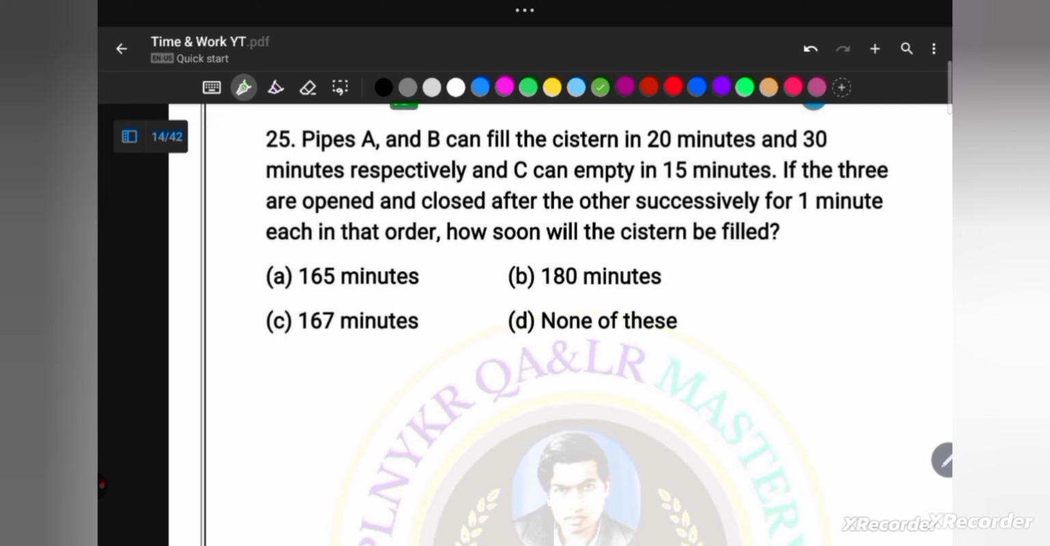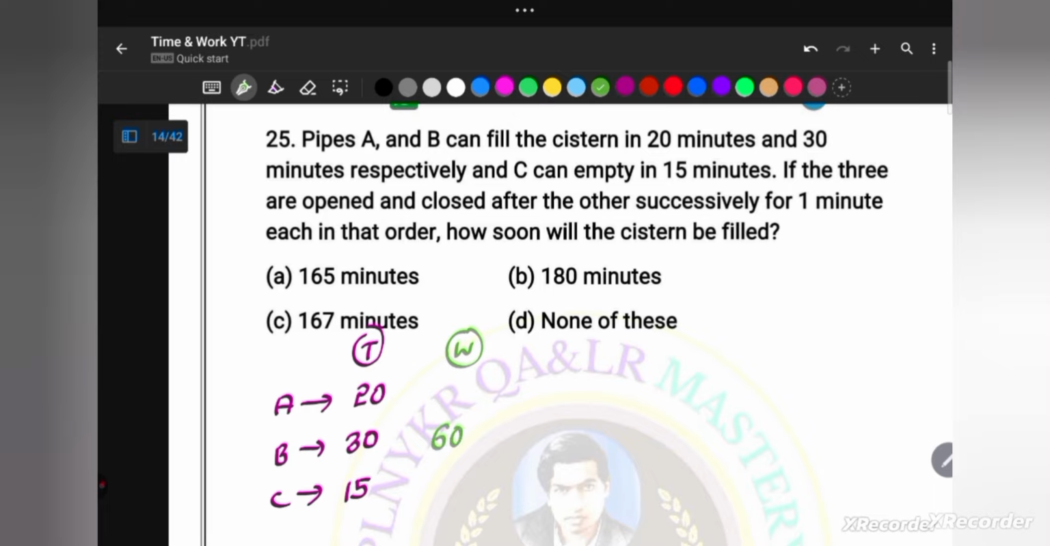Whenever it is emptying the system, that means the water tank, we take it as negative work. Here, how many pipes are given? 3 pipes are given: pipe A, B, C. The corresponding time periods are 20, 30, 15. These are the time periods. The first step will be finding the work. Work is the LCM of the time periods, that is 60.